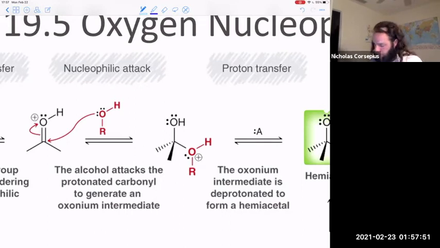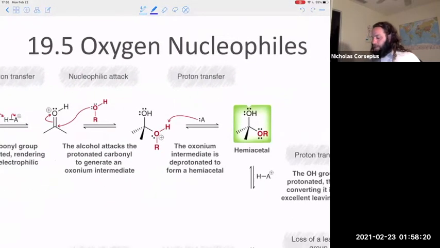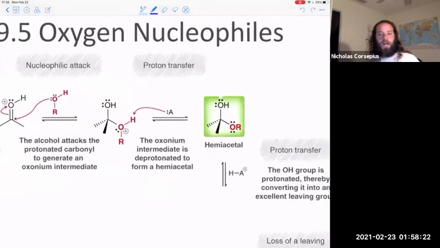Now we have to deprotonate that oxygen using some base. Here it's just sort of left to be generic. Usually it's with a B, but it's going to form an acid, so that's why it's an A here. Nonetheless, you could just have any generic base. It could be the alcohol, it could be another alcohol molecule, whatever. We're just going to say generic base doing its job here. This creates our hemiacetal, our halfway point, right?